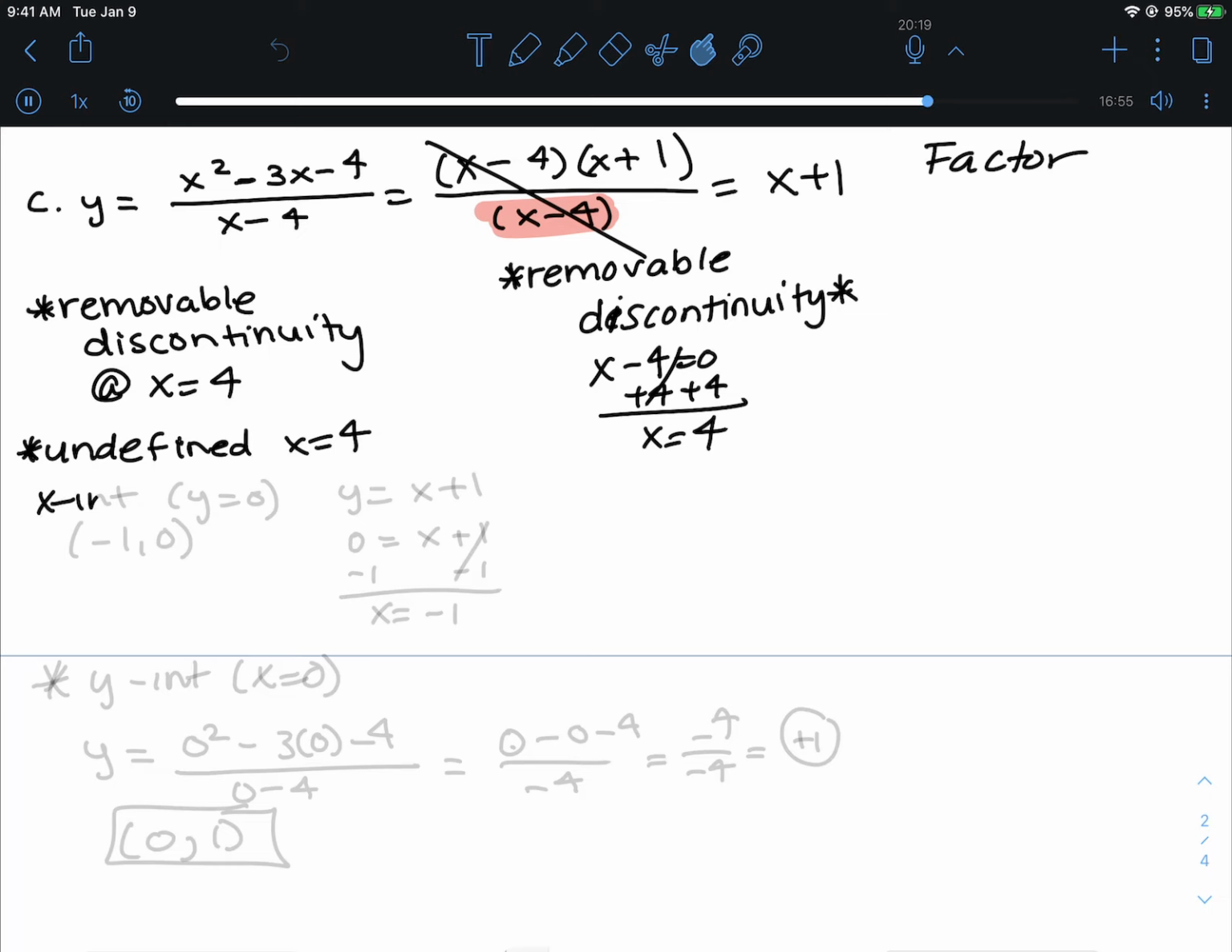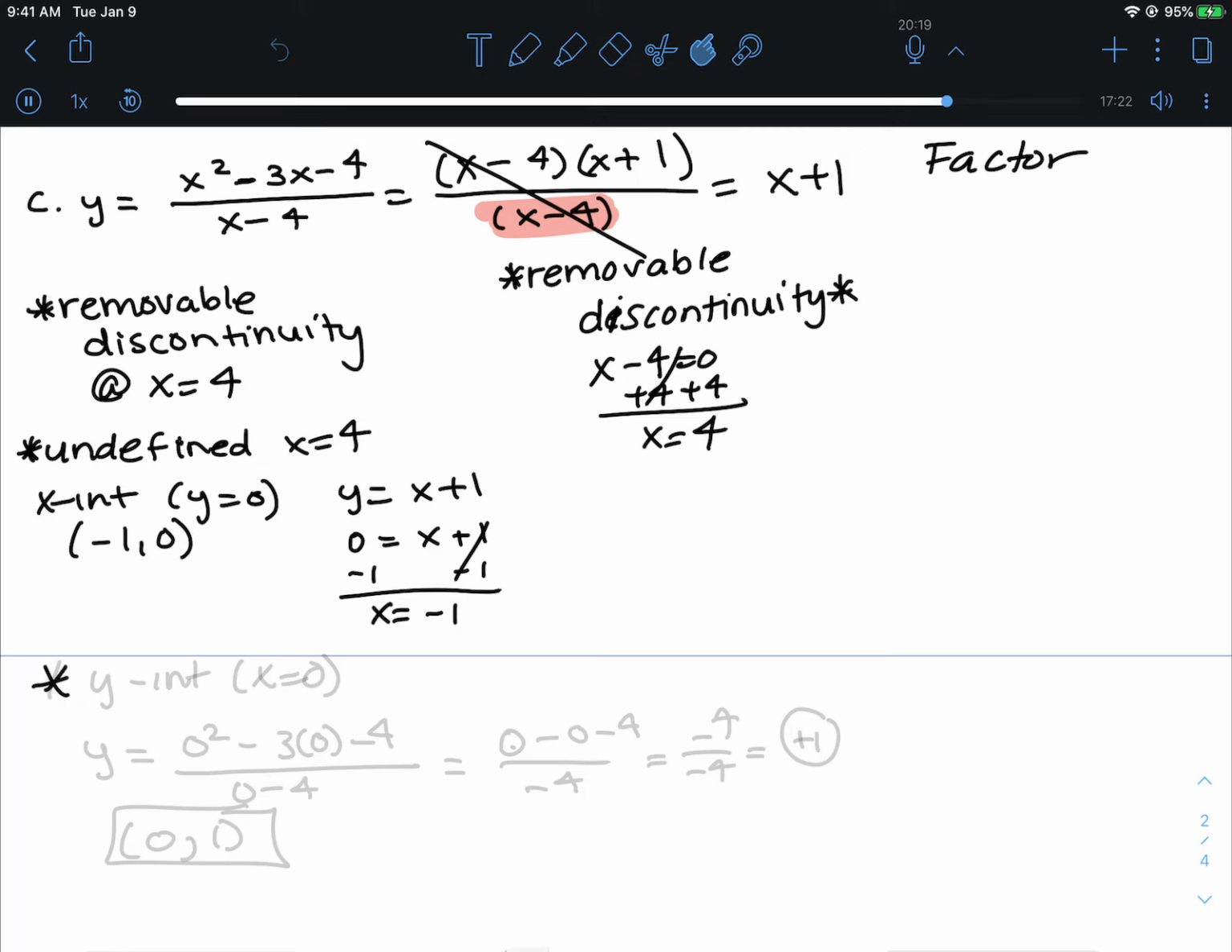Now we want to find the x-intercept, which is when y equals 0. Now literally you just have x plus 1, right? So you have y equals x plus 1. So you set y equal to 0, subtract the 1, and x is going to equal negative 1. So your x-intercept is when x is negative 1 and y is 0.